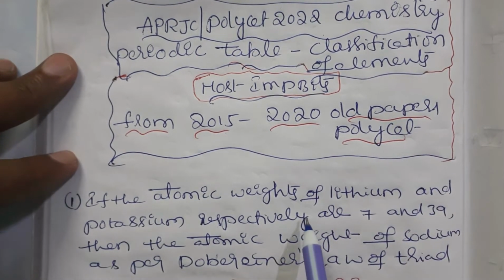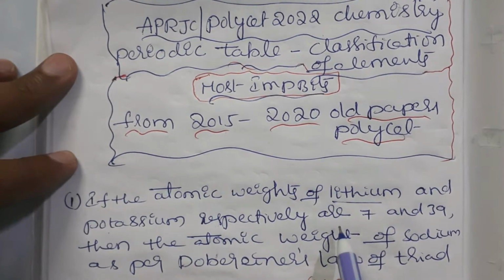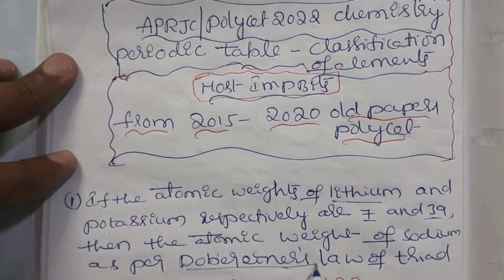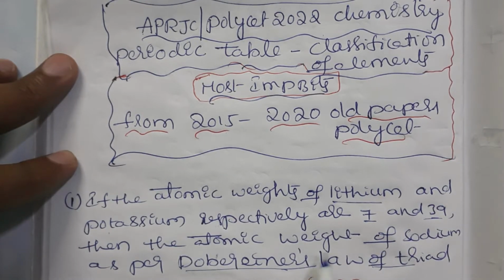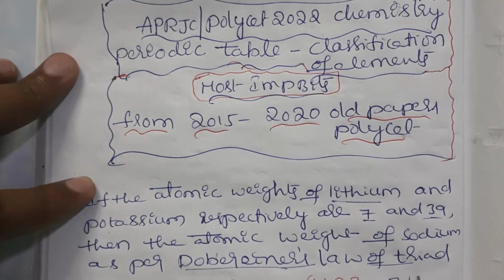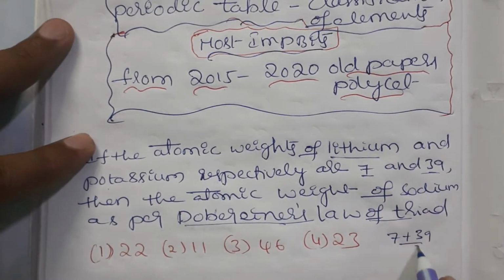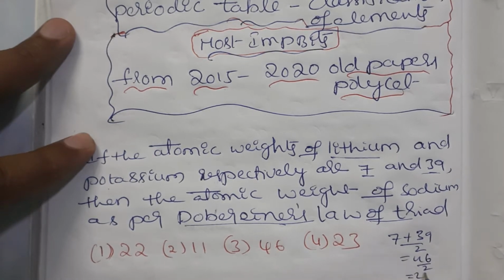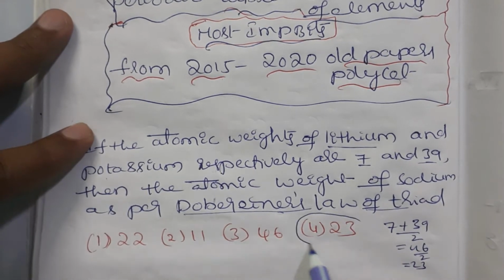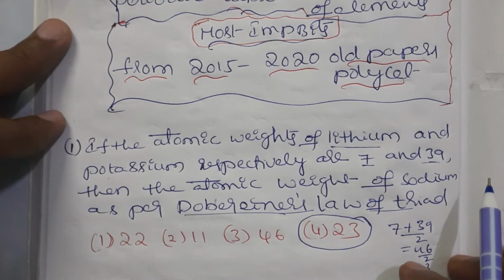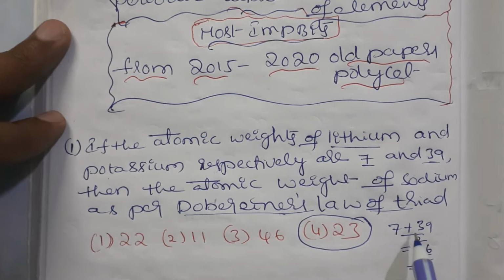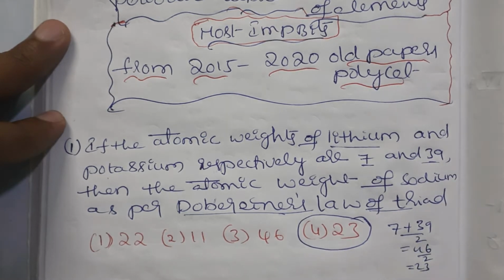First one: if the atomic weights of lithium and potassium are respectively 7 and 39, then what is the atomic weight of sodium as per Dobereiner's law of triads? From the law of triads, the atomic weight of the middle element is equal to the arithmetic mean, or average, of the atomic weights of the first and third elements, that is (7 plus 39) by 2, that is 46 by 2, equal to 23. So this is the option, students.